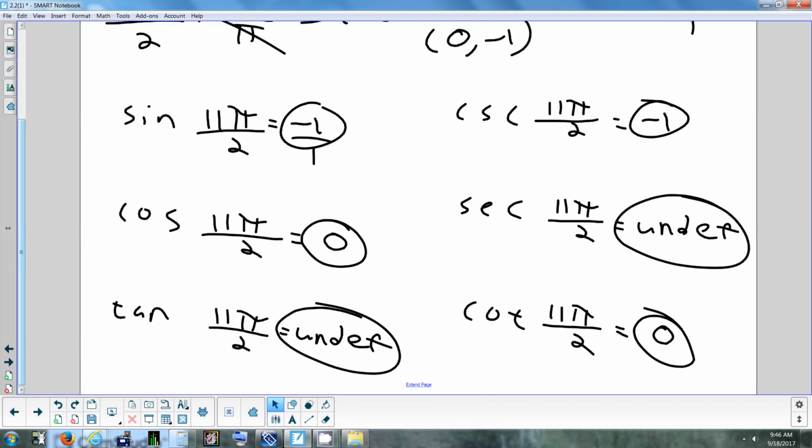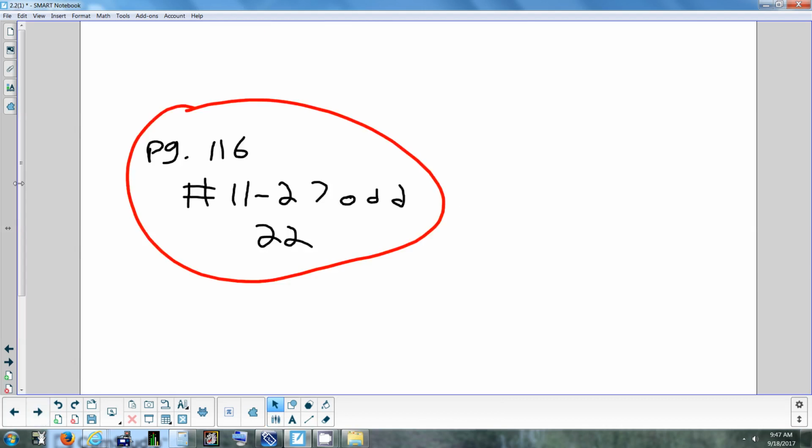Okay, so that's the first part of unit circle trig. Tomorrow we'll look at how we get the coordinates for angles that are 30, 45, and 60. Okay, homework tonight. It's page 116, 11 through 27 odd and 22. If you're not going to be here tomorrow for any reason, I think it's going to be a worksheet, but it'll be on the video as well if you need to get it from there.